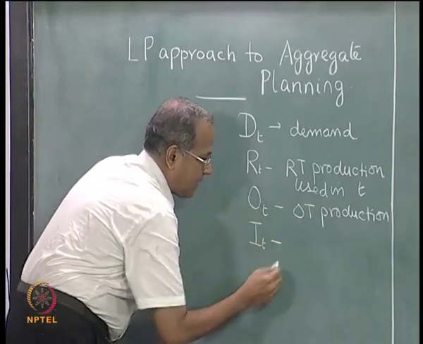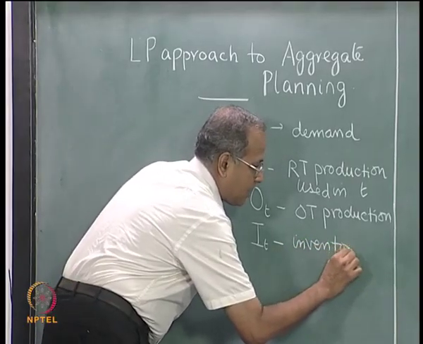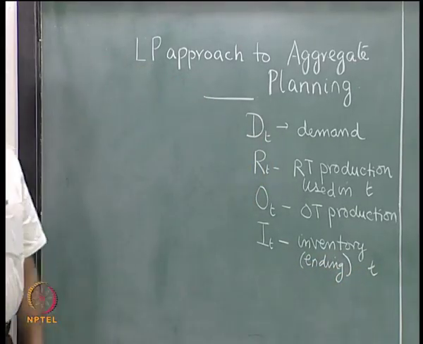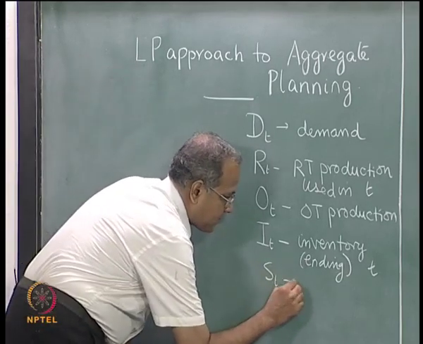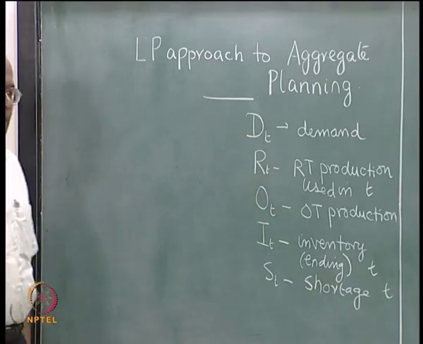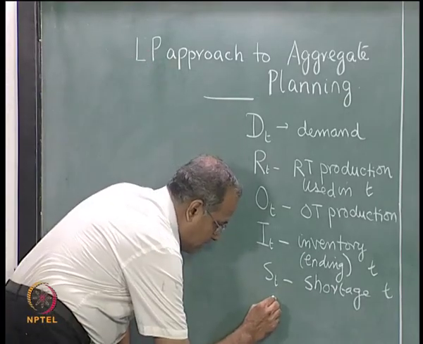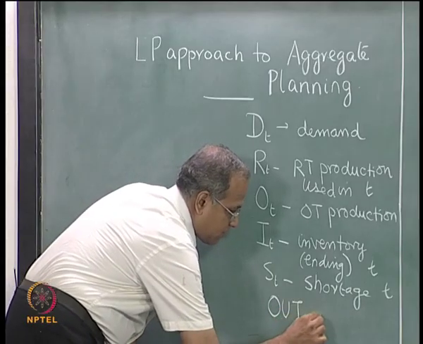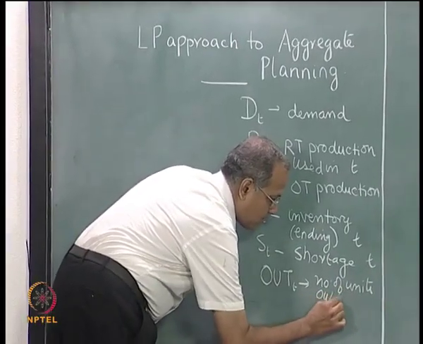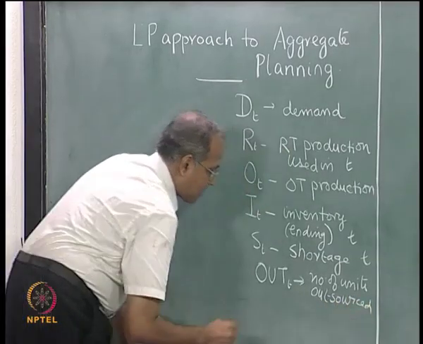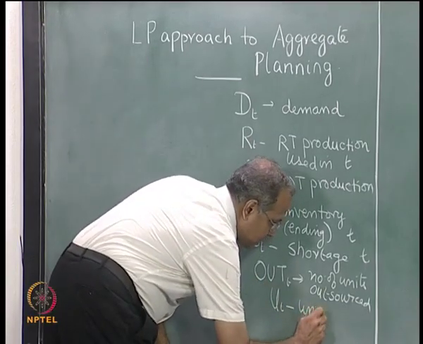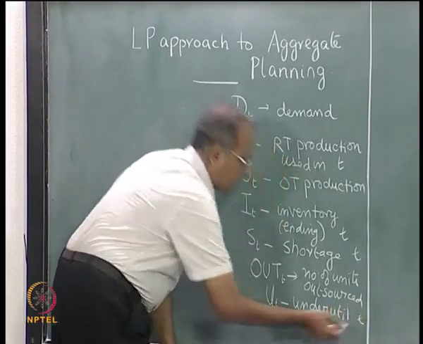Let us define IT as inventory, ending inventory at the end of period T. Let ST be the shortage at the end of period T. Let us call some outsource of T as the number of units outsourced, and let UT be the underutilization in period T.